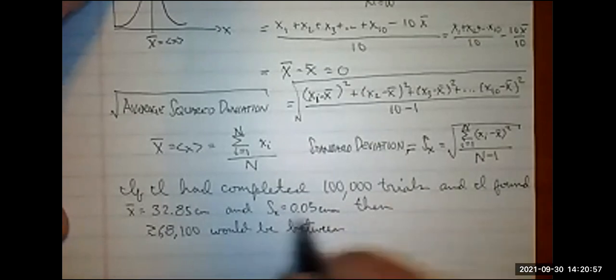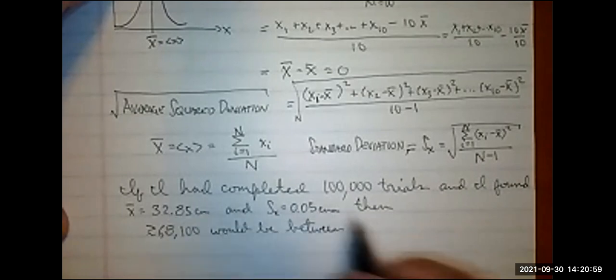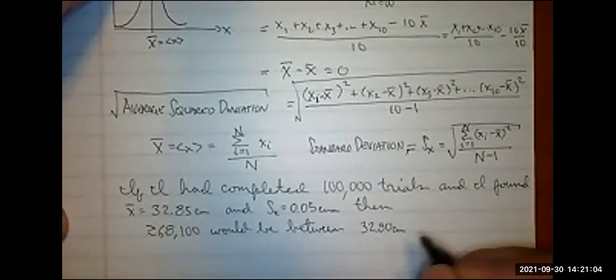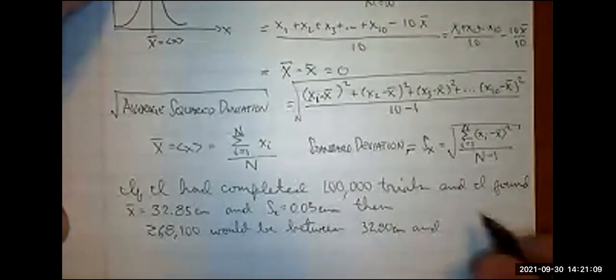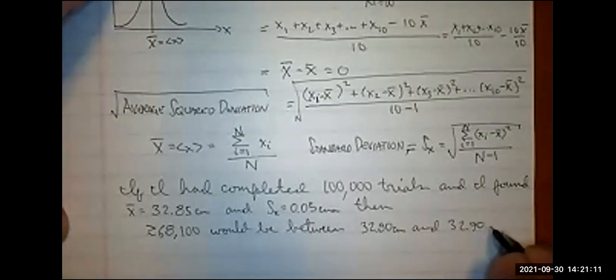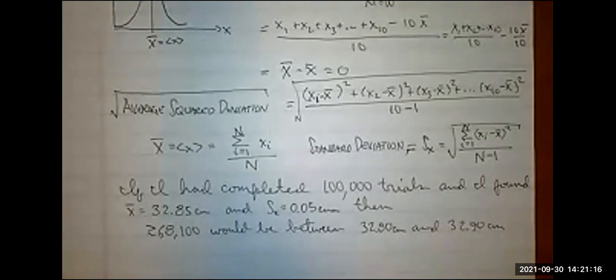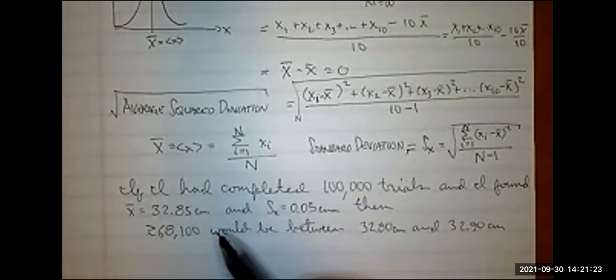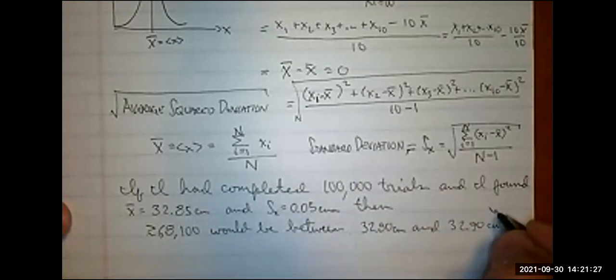32.85 minus 0.05, which is 32.80, and 32.85 plus 0.05, which is 32.90. That's what the standard deviation means. If you're going to do 100,000 trials, I expect 68,100 of them to be within one standard deviation of the mean. So we call that X bar plus or minus S sub X.